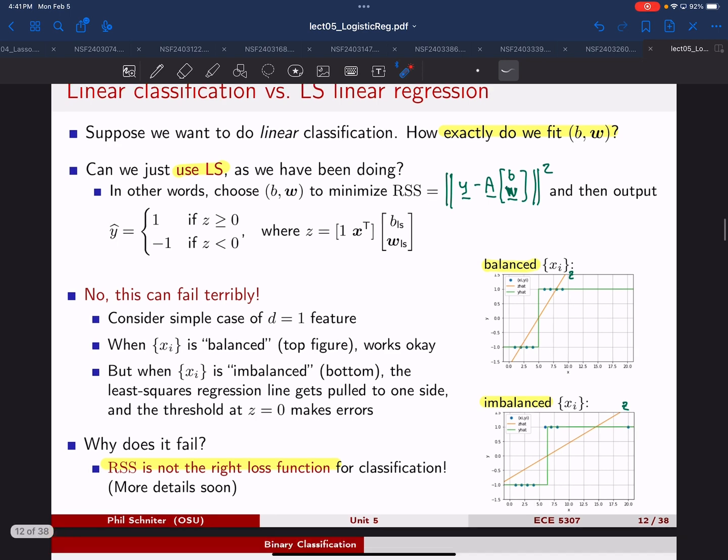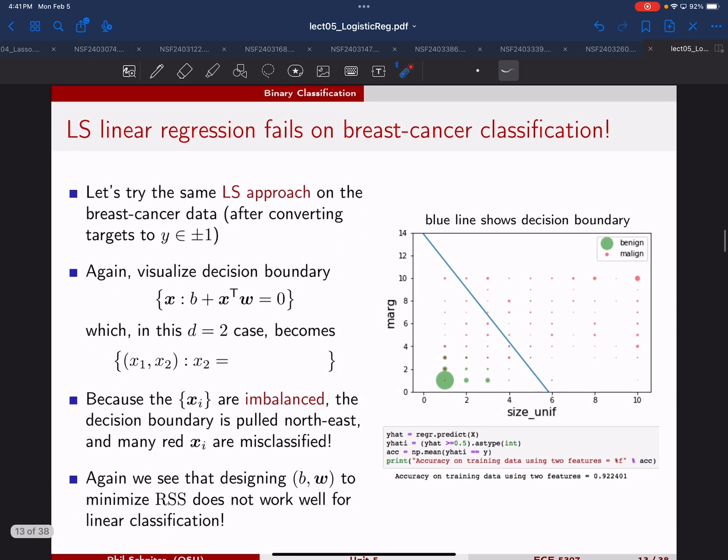All right, so what about our breast cancer data? Here we're extracting, again, 2 features from a breast cancer data set, size, UNIF, and MARGE. And we can, again, try the same least squares approach. If we do this, we end up getting this as the hyperplane that is separating where we're going to predict red, malignant, versus green. And you can see that this is also having trouble.